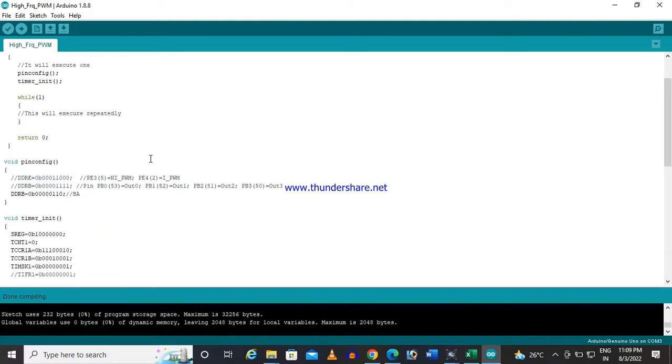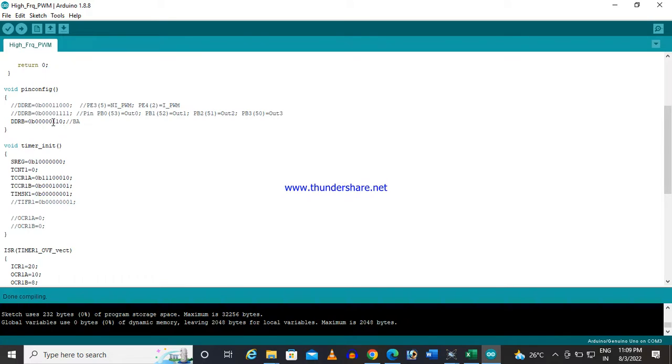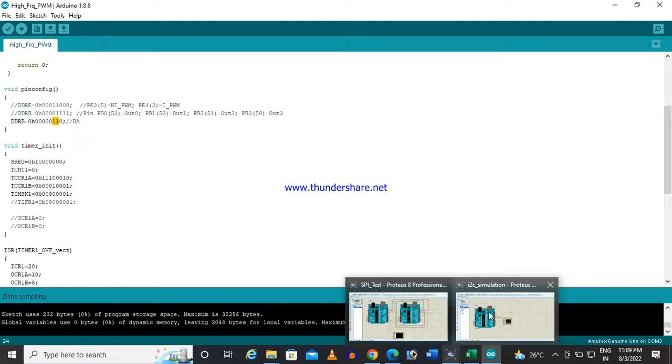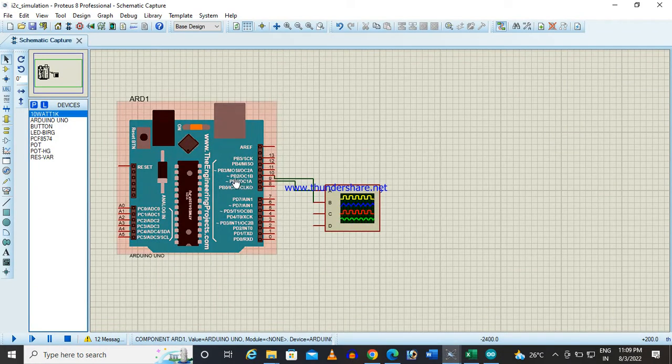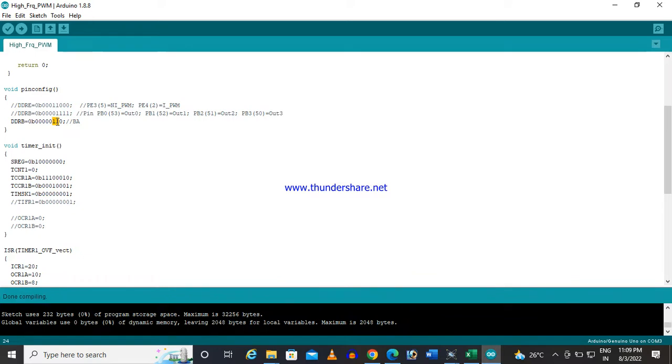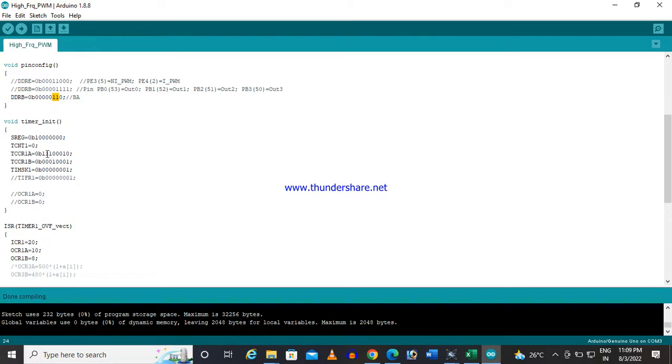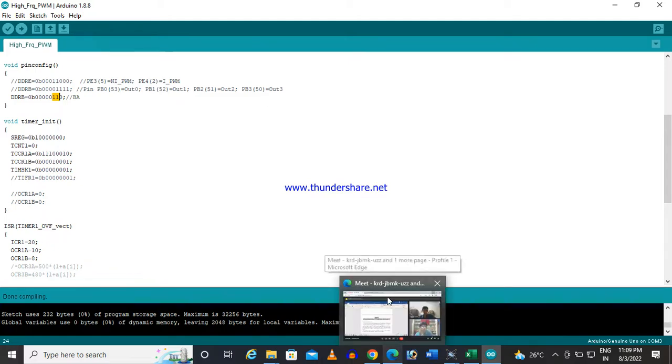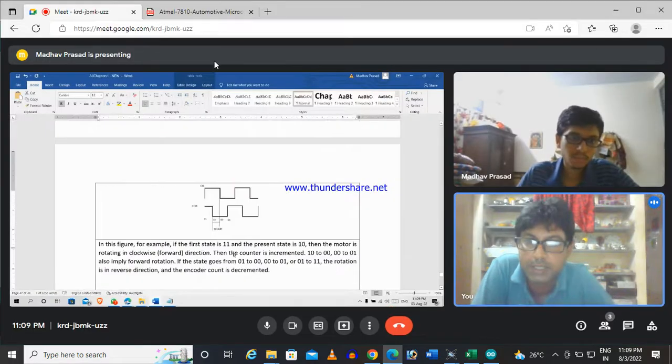Here, as we are using timer 1, it has two channels, A and B. Channel A, OCR1A, is PB1 and OCR1B is PB2. So in the data direction register, bits 1 and 2 are set high to define them as output. Now all the remaining things are the same, but here we will just see the waveform generation mode.